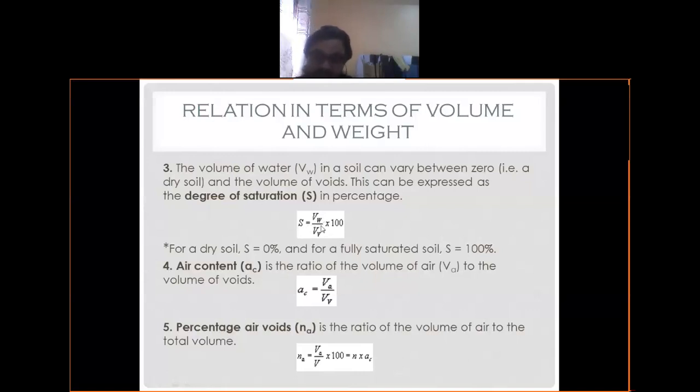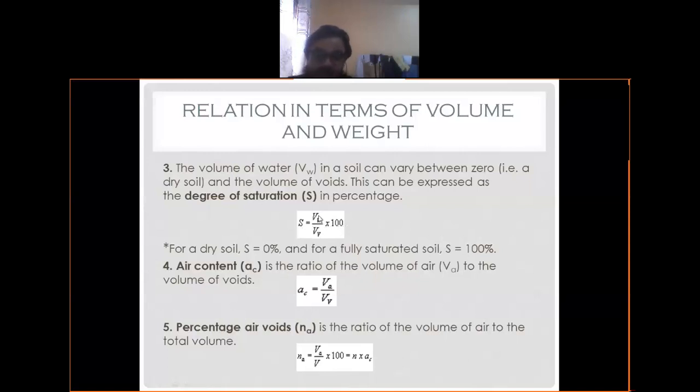So now the question is, when VW becomes 0, VW is 0 means what? There is no water. That means it's a dry soil. So in case of dry soil, VW will be 0, and for the dry soil only, S will become 0.